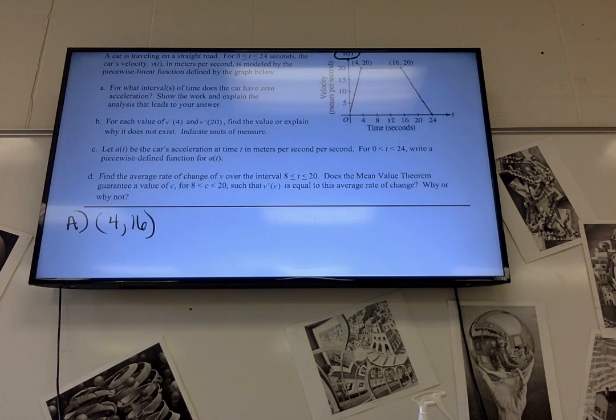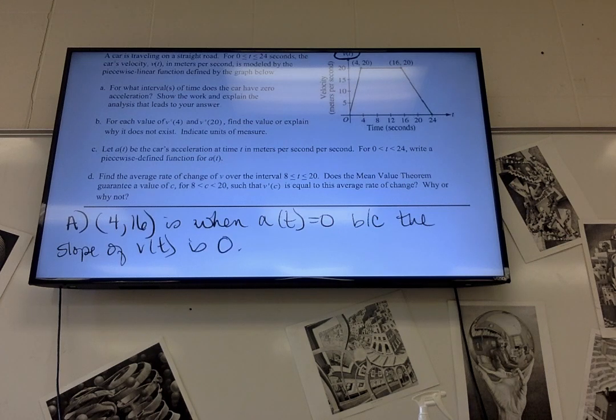Okay, so 4 to 16, it is because, let's say, is when the acceleration, isn't that what I had asked for? Acceleration equals 0 because the slope of v of t is 0. Or you could say the graph of v of t is constant at that point, or it's linear at that point. Well, they're all linear. It's a horizontal line at that point. There's lots of different ways you could answer that question.